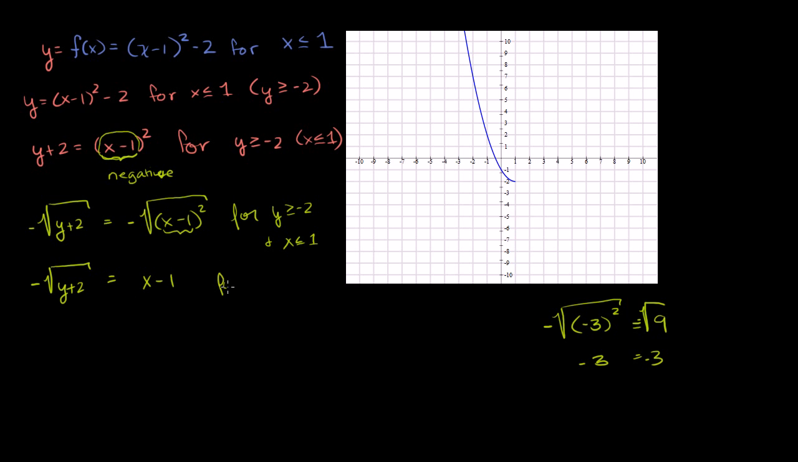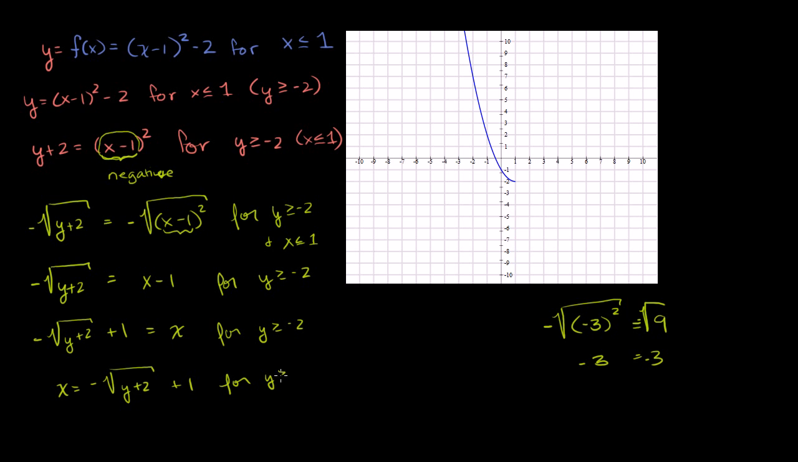Add 1 to both sides, for y is greater than or equal to negative 2. You get the negative square root of y plus 2, plus 1, is equal to x, for y is greater than or equal to negative 2. Or if we want to rewrite it, we could say that x is equal to the negative square root of y plus 2, plus 1, for y is greater than or equal to negative 2.